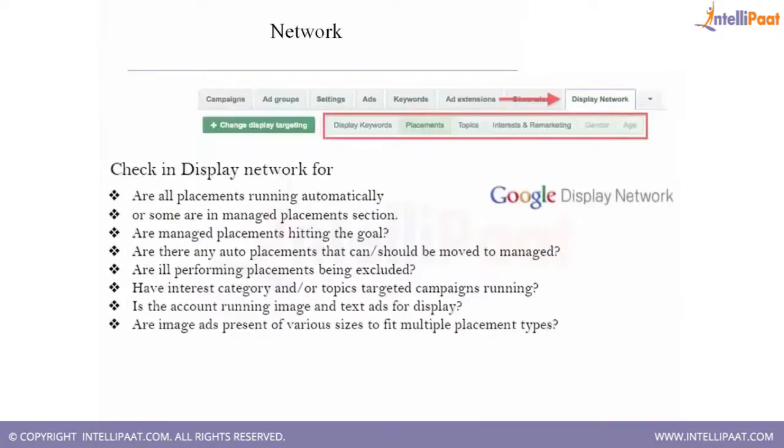The next part, guys, which one should look into while doing a PPC account audit is the network part. Within the network, one should look at the display network and check the overall placements, whether they are working perfectly or not. Are they running automatically, or how are they being managed? Within the managed placements section one needs to look, and also whether these managed placements are hitting the goal is another question which one has to evaluate while doing an audit of an account. So are these auto placements?